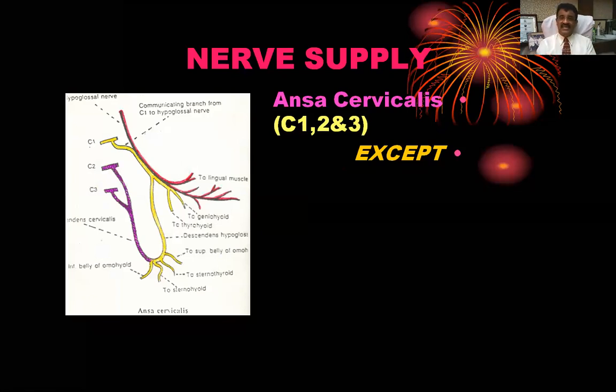or ansa cervicalis is also called as ansa hypoglossi, and that is a loop. Okay, it's a loop formed by the cervical 1, cervical 2, and cervical 3. You can see here this ansa cervicalis. Sometimes ansa cervicalis is also asked as a short note.